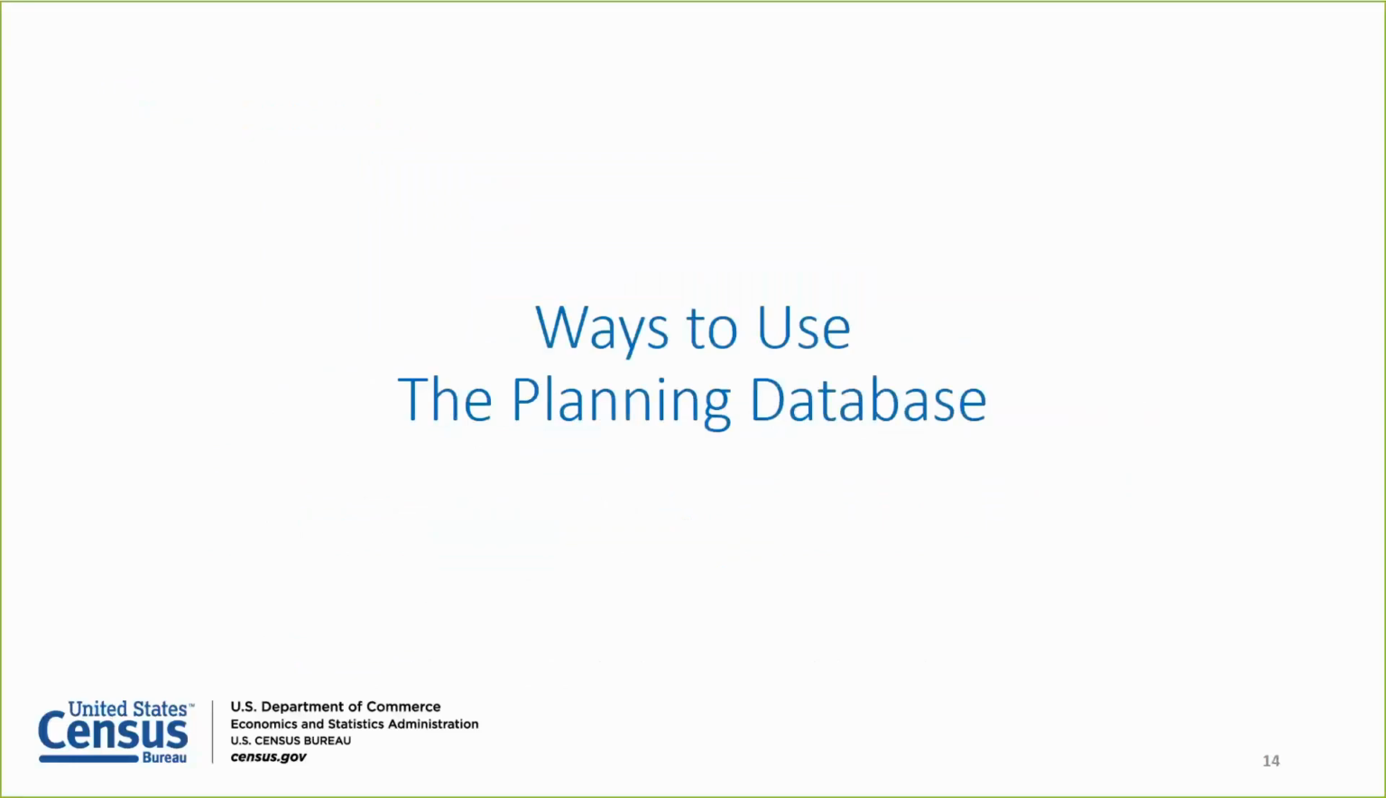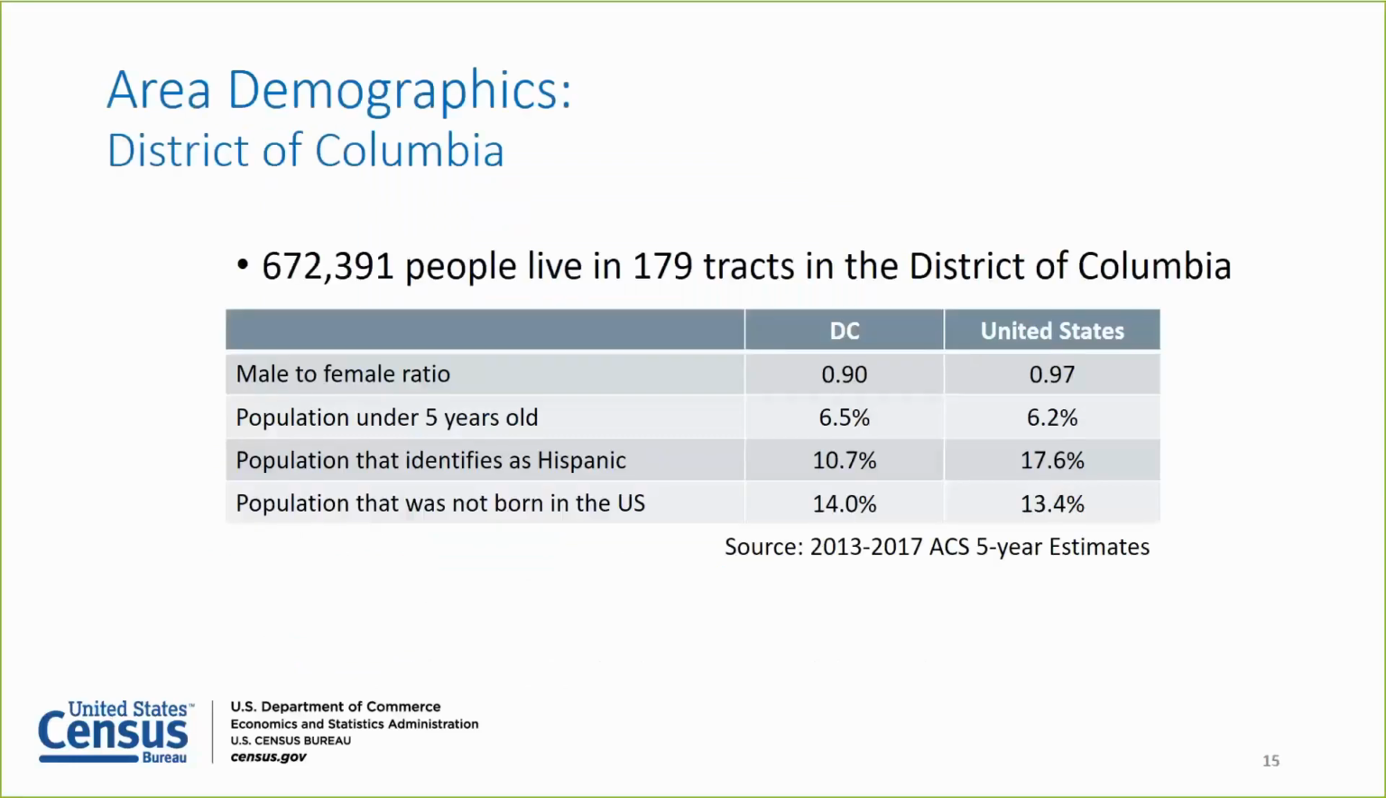So here are some examples of cool ways to use the planning database. Let's say you wanted to know some information about Washington, D.C. You could aggregate the tract or block group estimates. You can also go to the ACS website, but I'm using the planning database for this example. We can see that as of the 2013-17 ACS 5-year estimates, there are about 672,000 people living in D.C.